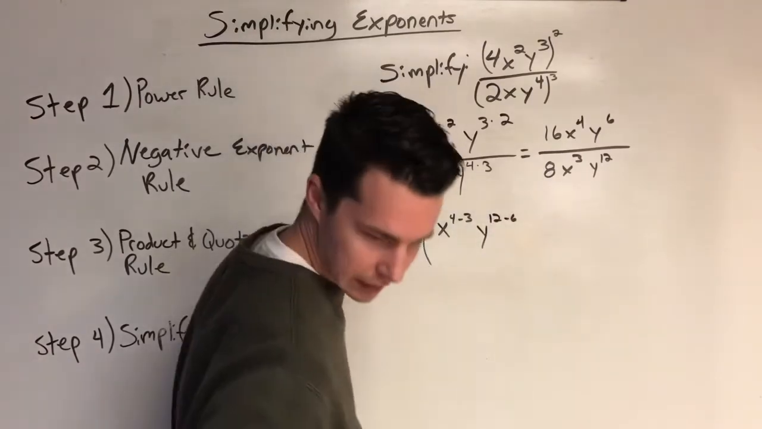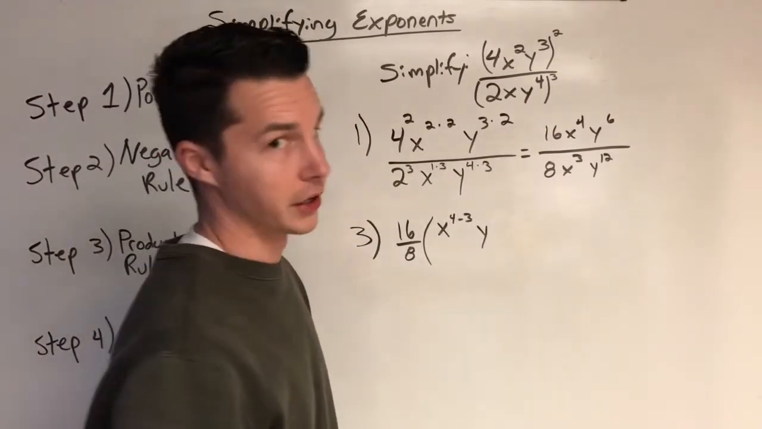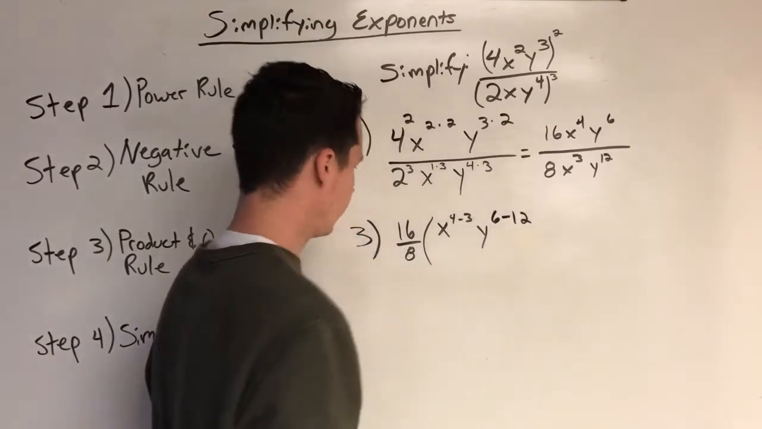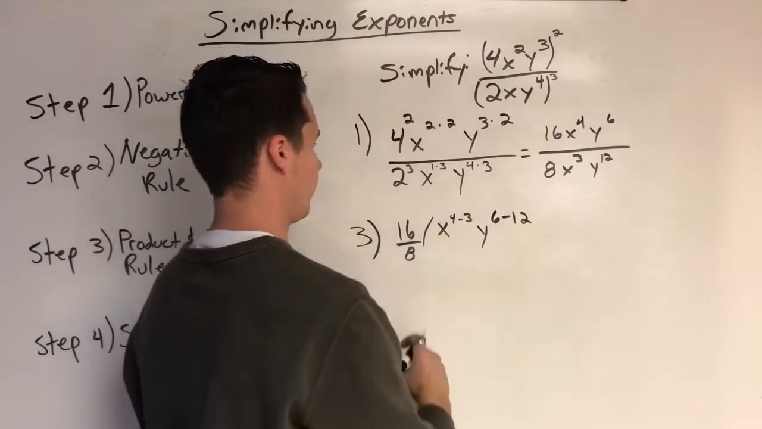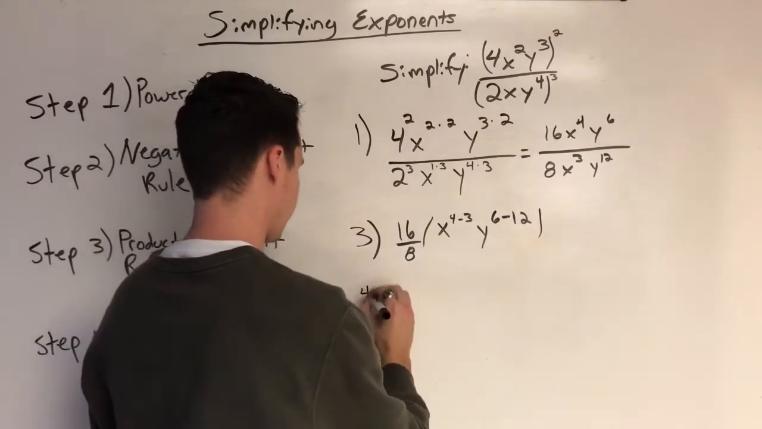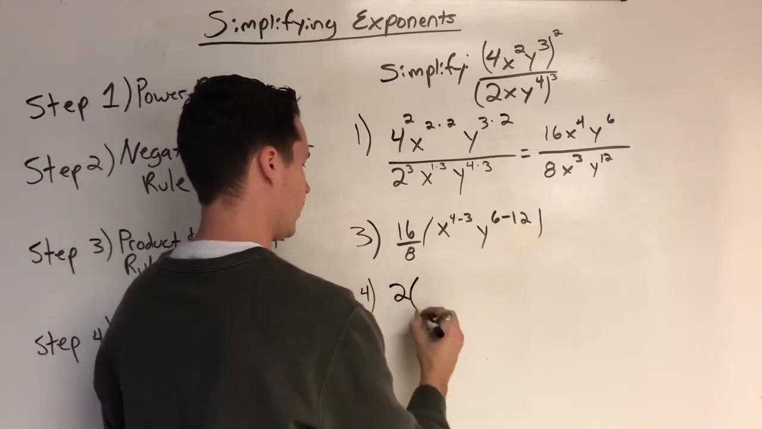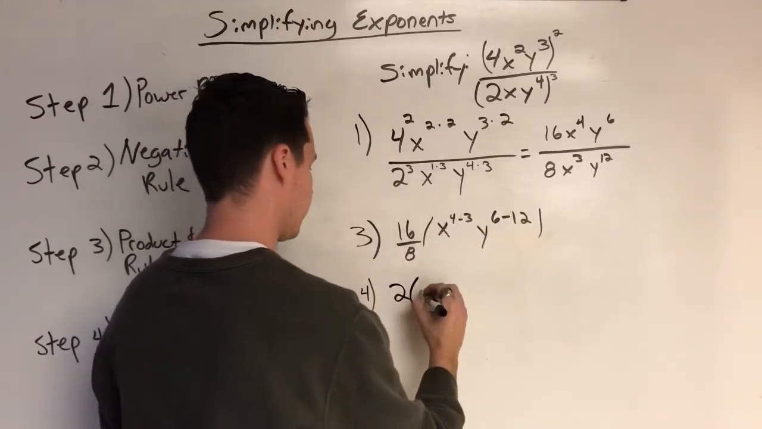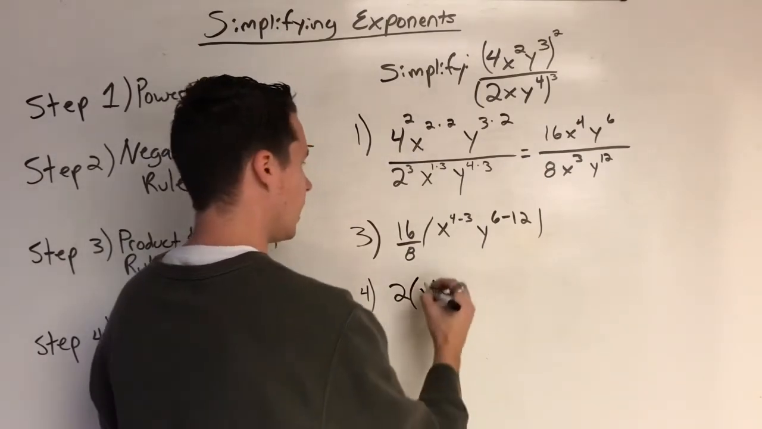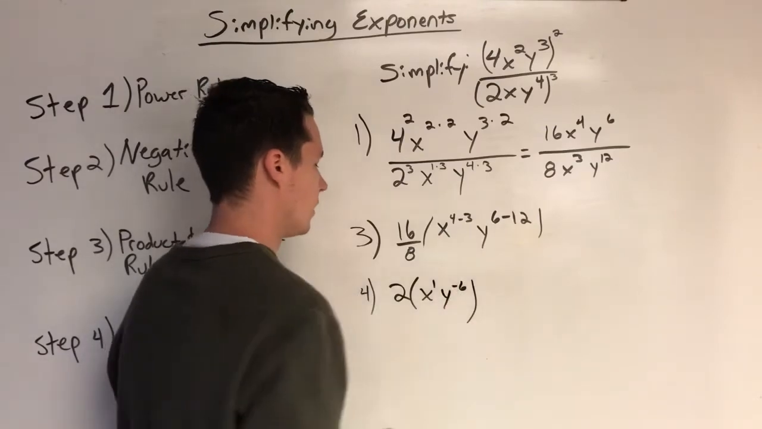No, I'm sorry. Numerator goes first, right? 6 minus 12. Alrighty. So let's go ahead and simplify this out. We're going to get 16 over 8. Well, that's 2. x to the 4 minus 3. Well, 4 minus 3 is 1, which is imaginary. And then y to the 6 minus 12 is y to the negative 6.